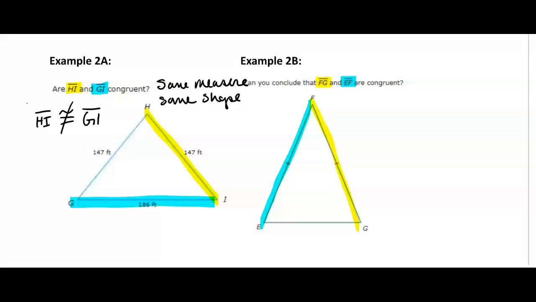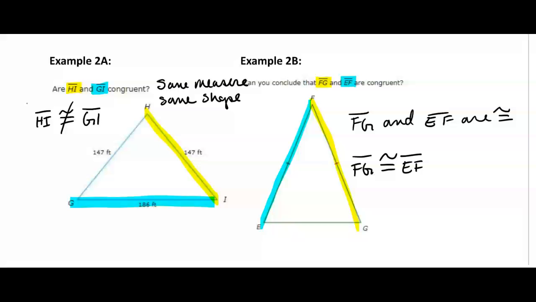Yes, they have the tick, which tells us they're the same length. Even though we weren't given the actual measure in numbers, we know they're congruent because of the tick marks. So we can say that yes, FG and segment EF are congruent, or to write it more shortly, we could say segment FG is congruent to segment EF.